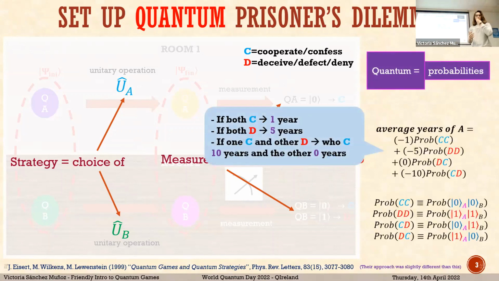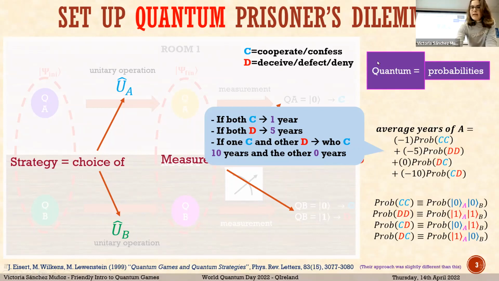So yeah, quantum mechanics is all about probabilities of something happening. So we need to speak about the average times, average years in prison. For instance, these are the conditions of the original game: both confess, 1 year; both defect, 5 years, and so on. Since we are talking about probabilities, the average years of robber A would be negative. We are counting years in prison, so it's a negative thing.